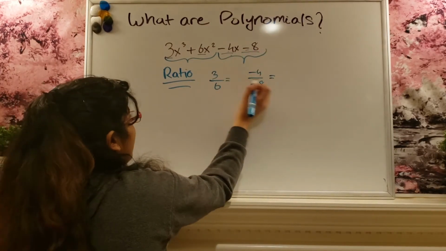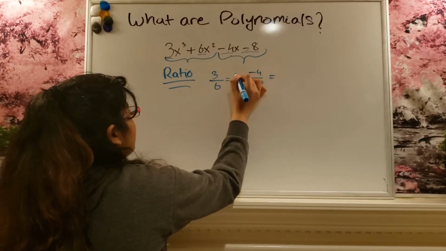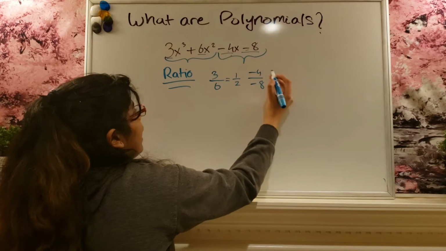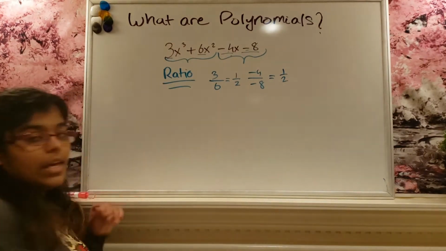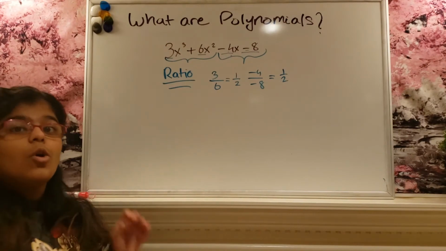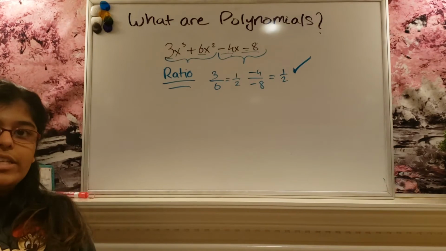If we simplify these two, then we get 3 divided by 6, which is equal to 1 over 2, and negative 4 divided by negative 8, which is also equal to 1 over 2. Since the ratios are the same, we can proceed with this problem. Okay, so let's start grouping.